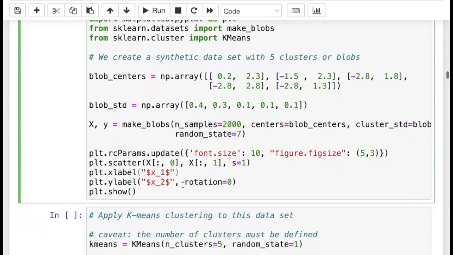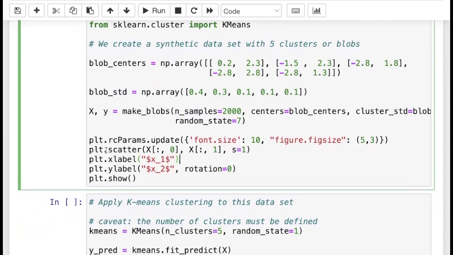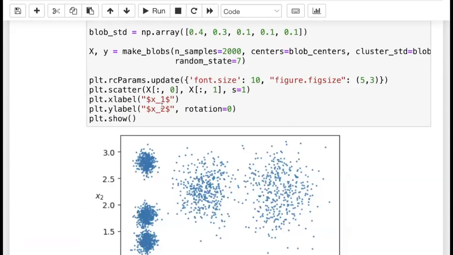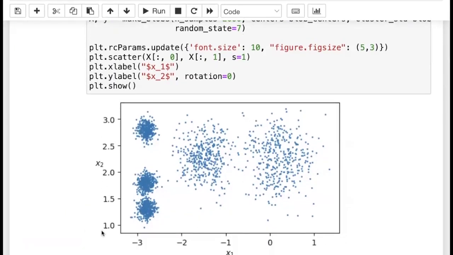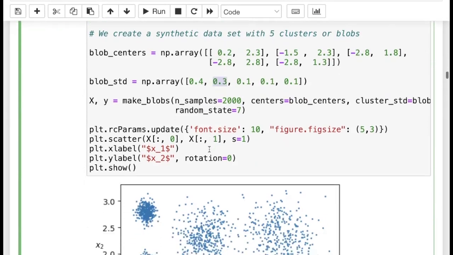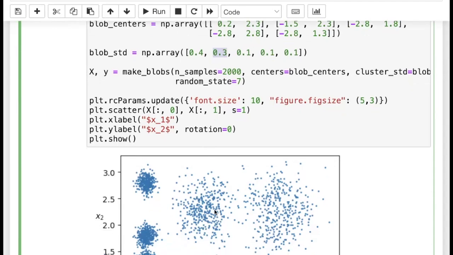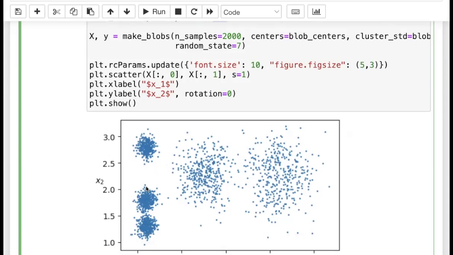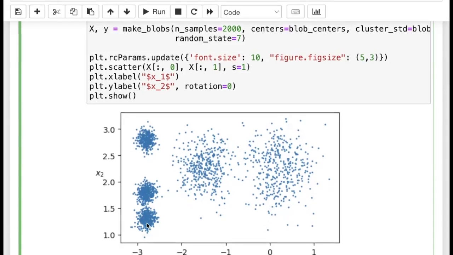So let's plot this data set. The way we do this is using a scatter plot. We plot the first dimension and then the second dimension, and we call these features x1 and x2. We have these 5 blobs or clusters. As you can see, because I chose 0.4 and 0.3 for 2 of the clusters, we have higher scattering or separation between data points within these 2 clusters. And these 3 clusters on the left are really tightly put together.